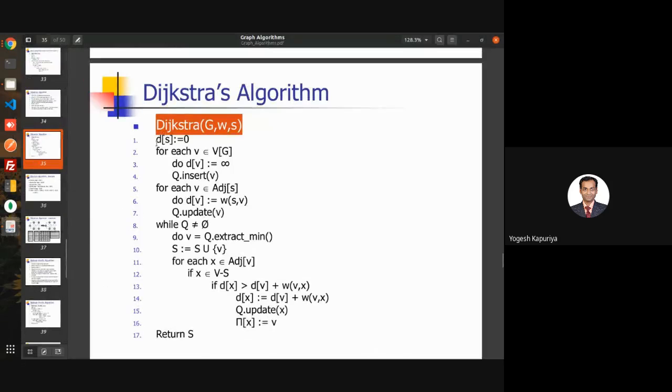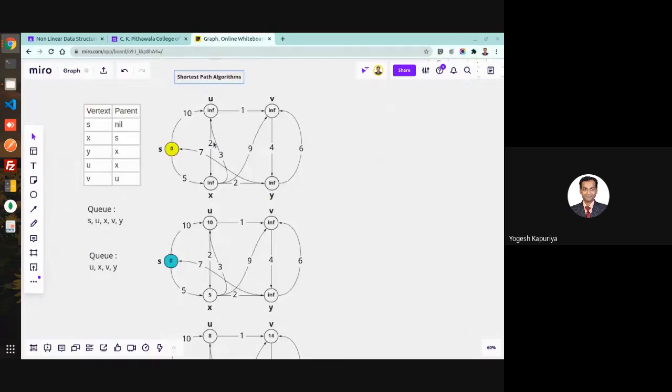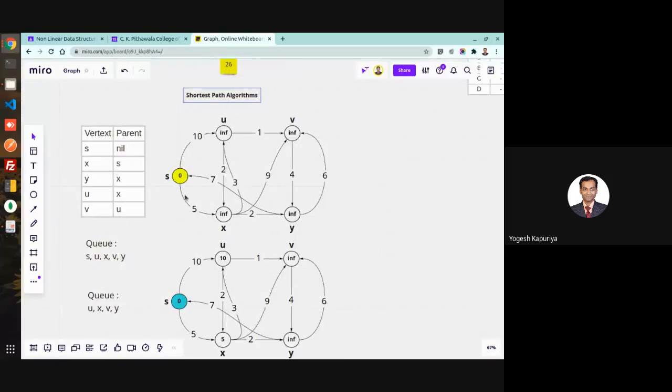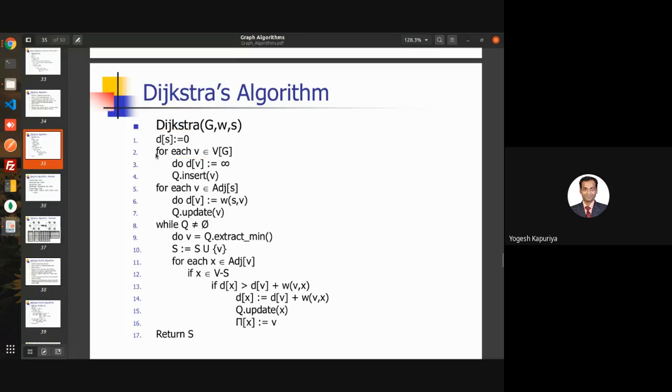Okay. Initially, if you remember the initial setup, the distance of S is 0, the distance for every other vertex is infinity, and the parent of every other vertex is nil. So this was our initial setup. So what we have done: for each vertex V belonging to V of G, distance of V is infinity, and we insert that vertex inside a Q, right?